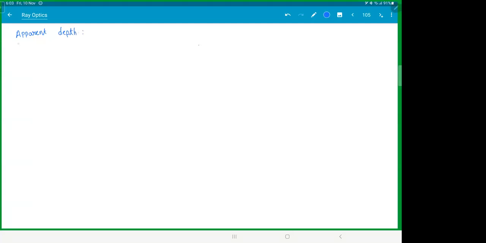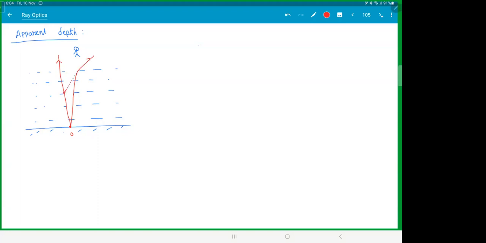Apparent depth. So what is this apparent depth? Let's say we have a liquid. And let's say you keep an object at the bottom. And we have an observer exactly on top of the object here. So you'll observe these light rays will go straight. These light rays will have a slight refraction. So the observer outside will feel as if the light rays are coming from O dash.